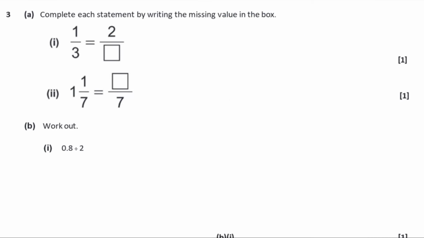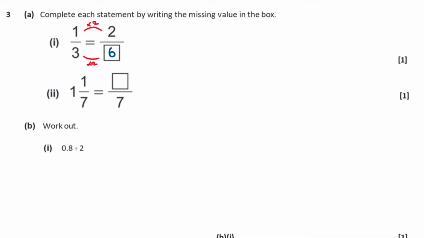Question 3a. Complete each statement by writing the missing value in the box. 1/3 is the same thing as 2 what? Okay, well, to go from here to here, we are timesing by 2, aren't we? If you want an equivalent fraction, whatever you do to the numerator, you have to do to the denominator, and vice versa. So if I times the denominator by 2, I'm going to get 6 there, aren't I? So 1/3 is the same thing as 2/6.